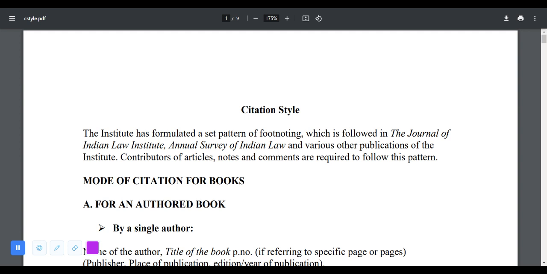Once we start writing and quoting statements from various sources, for citation purposes we are required to follow the formats. We cannot simply note down the book name or directly copy and paste a link. We have to follow the citation.